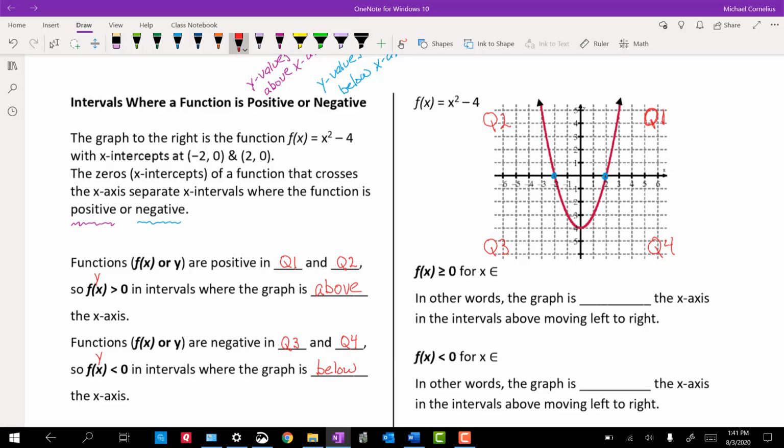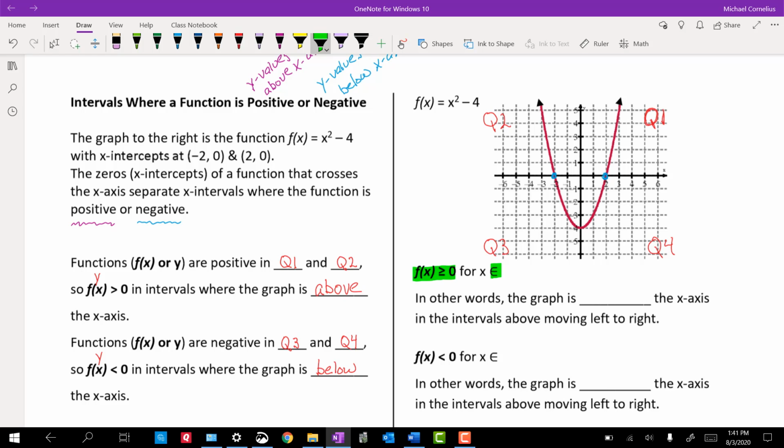So what I want to do is look at this parabola over here on the right, and ask, where is it positive? Let's just talk about that. That's the first one we're going to look at right here. f of x is greater than or equal to 0 for x, and this little symbol here means in the interval, or in the set of these numbers. We'll talk about how to write that.